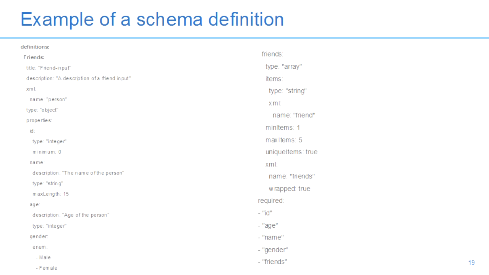Another one's a name, which is a string that has a maximum length of 15. Then you have an age, which is an integer, a gender, which is an enumeration, can be either male or female, and then you have a friends array type, which can have a minimum of 1 item, maximum of 5, and so on. So you can define your actual schema for your data here, and it has your required properties, whether it's ID, age, name, gender, or friends, things like that. So you can define all of that as part of your schema.